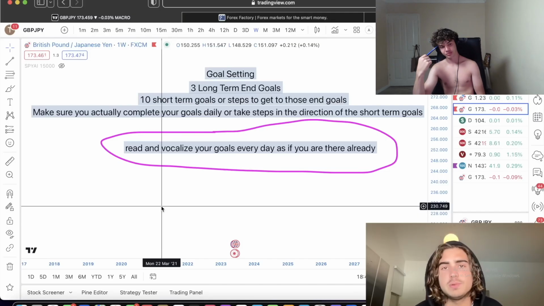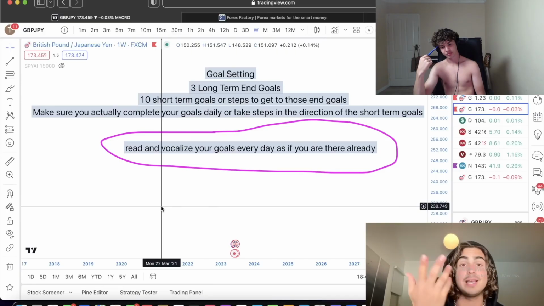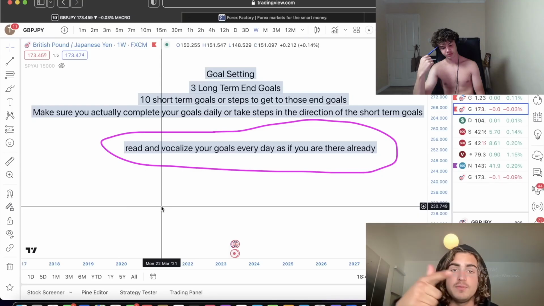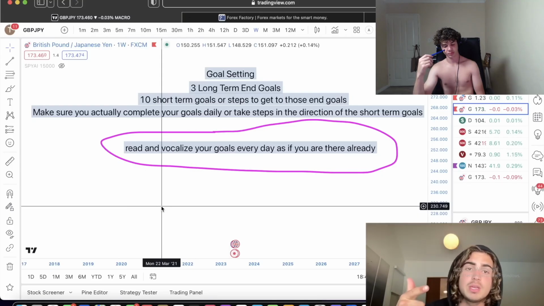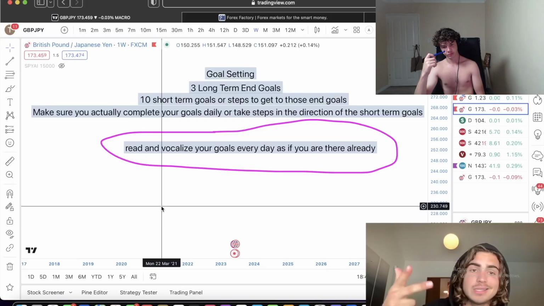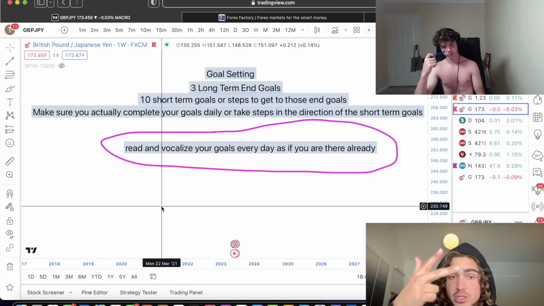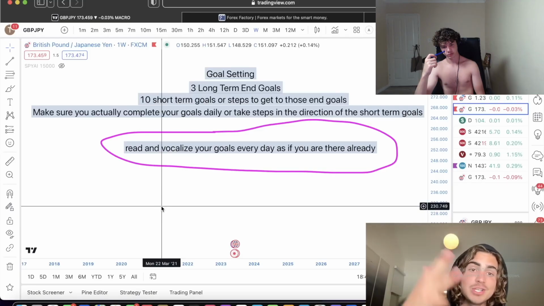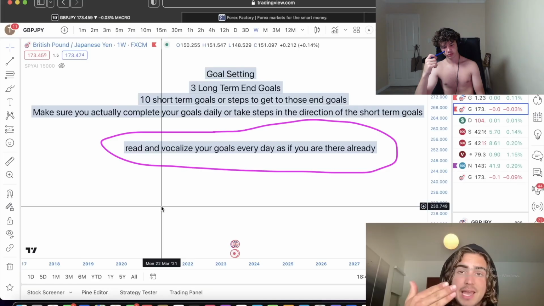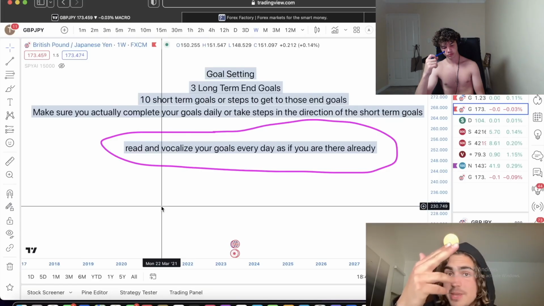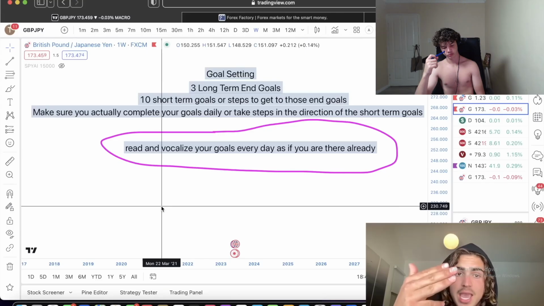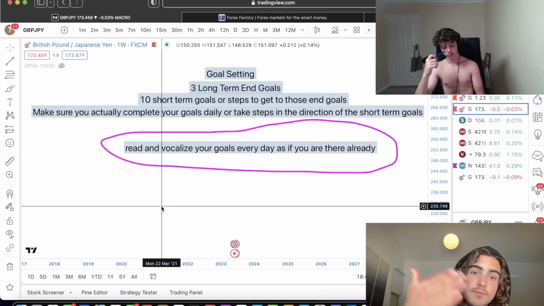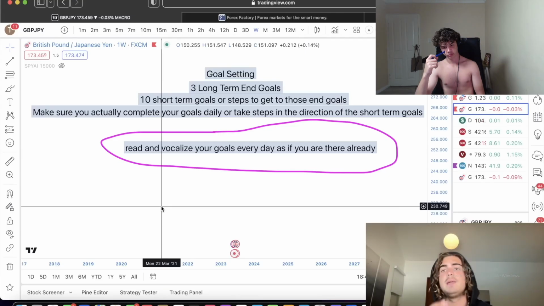This is your homework. This was literally just a homework assignment in itself. You guys got a couple things for homework. You got to go get a notebook. You got to write down all 3 of your long-term end goals in that notebook. Okay? You got to write down all 10 of your short-term goals to get to those end goals in your notebook. You got to make sure that you actually complete them every single day. So this is going to be homework every single day. Okay? And then you are going to read and vocalize your goals every single day.